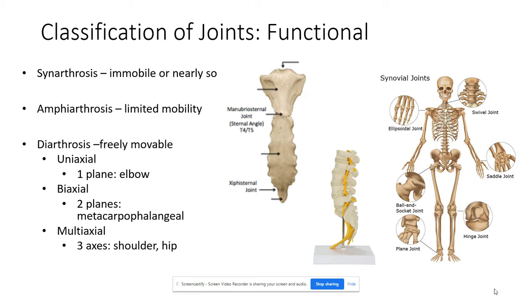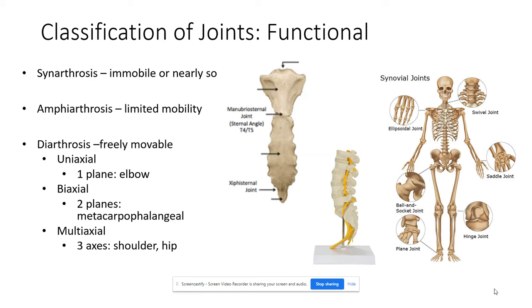Synarthrosis or synarthritic joints are immovable or are nearly so. They have almost no mobility. And amphiarthrosis have very limited mobility. And diarthritic or diarthrosis are those that are able to move freely. Just below that category, you see we have uniaxial, biaxial, and multi-axial. The number of planes that are available for the movement are also listed below.